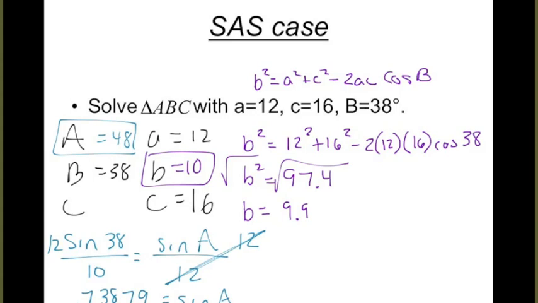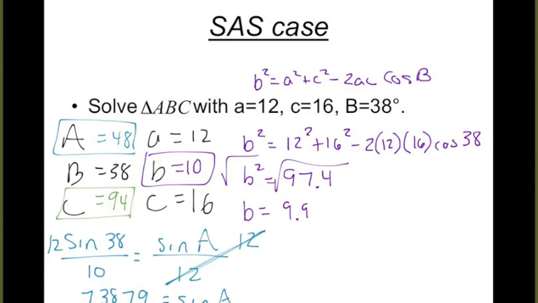To find your third angle, always just subtract from 180. It is easier than doing trig, and it is actually more accurate, because if you would try to go through and do another law of sines with this, you might end up getting a wrong answer. The correct answer is 94.